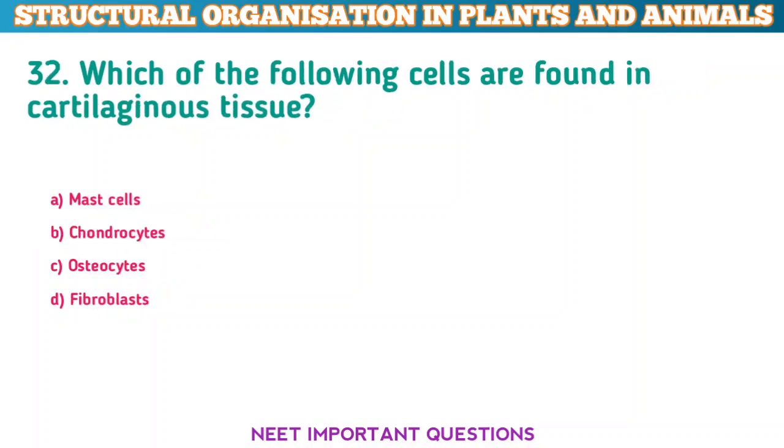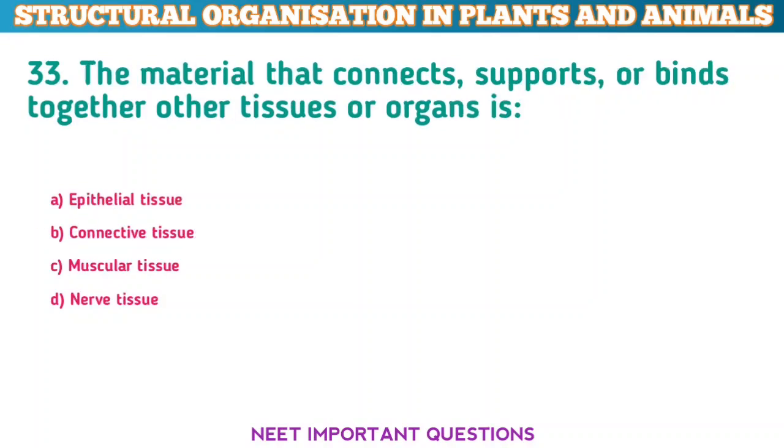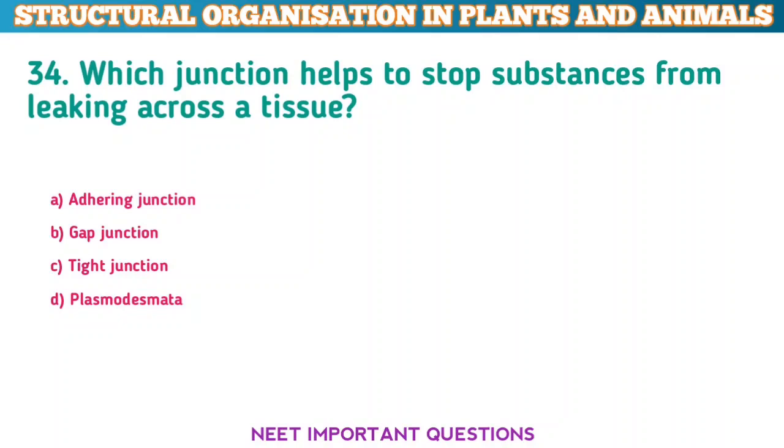32. Which of the following cells are found in cartilaginous tissue? Answer. B. Chondrocytes. 33. The material that connects, supports, or binds together other tissues or organs is. Answer. B. Connective tissue. 34. Which junction helps to stop substances from leaking across a tissue? Answer. C. Tight junction.